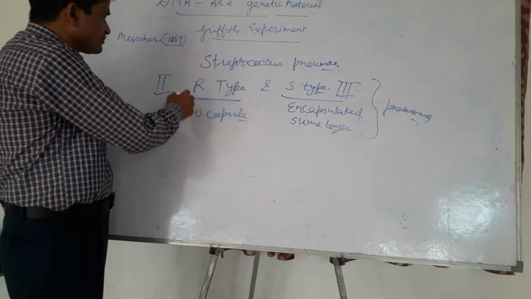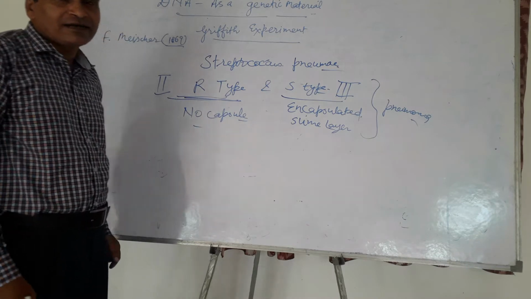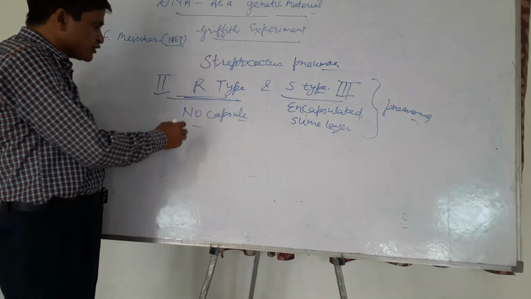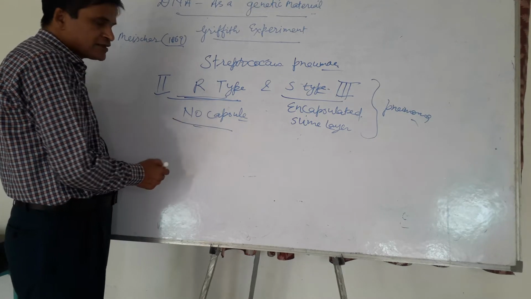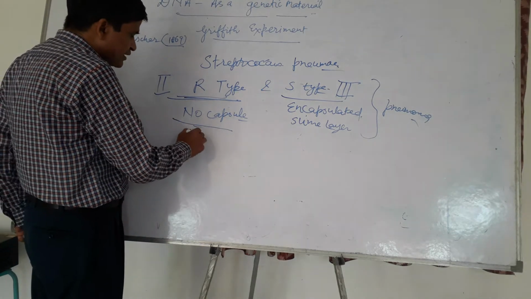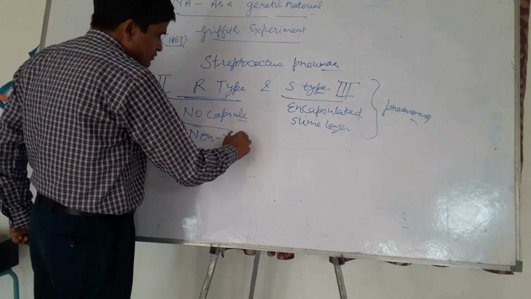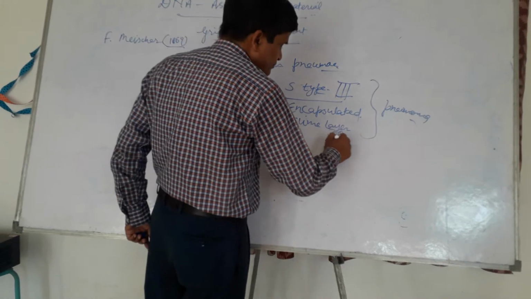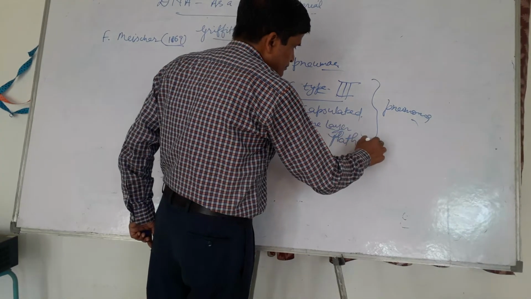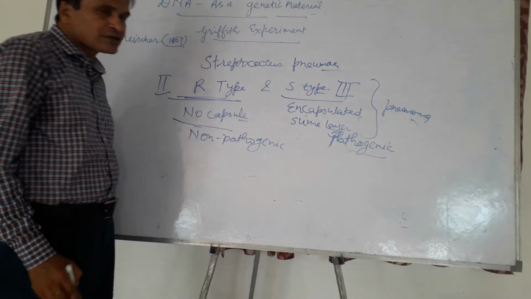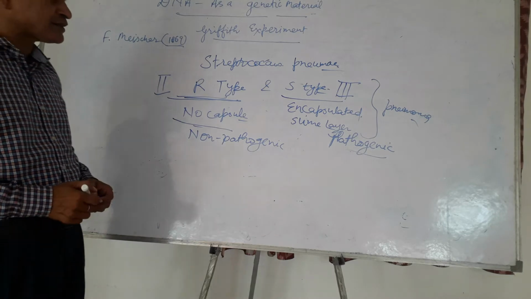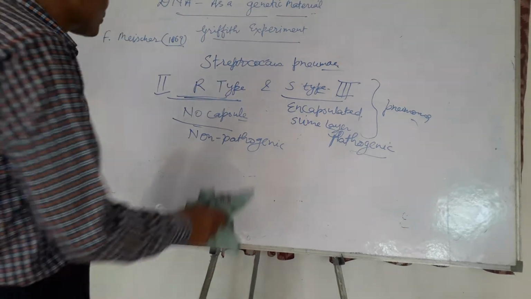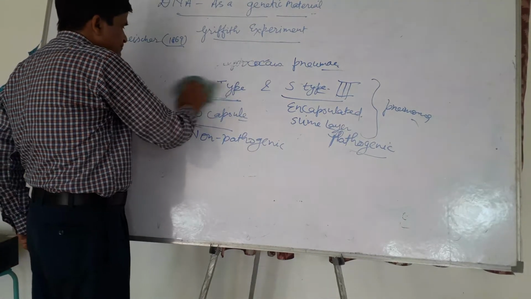Whereas R type has no such capsule, and it is easily defeated by the immune system, so it does not cause any disease. So this is non-pathogenic, and this is pathogenic. Griffith utilized these two strains and experimented on mice.